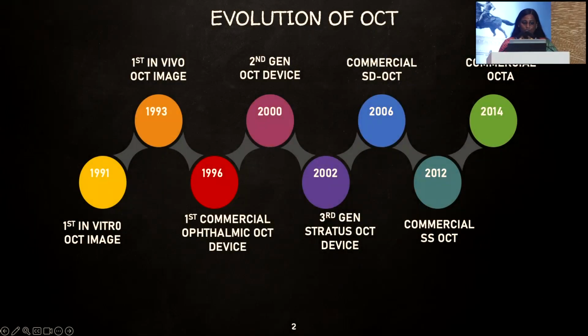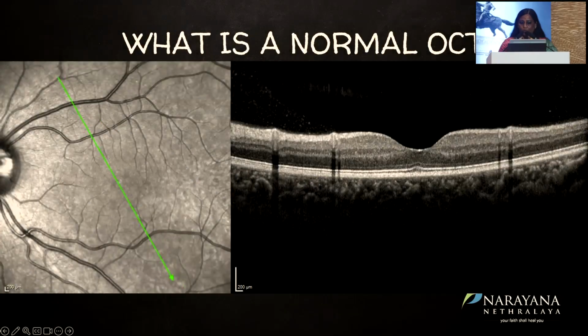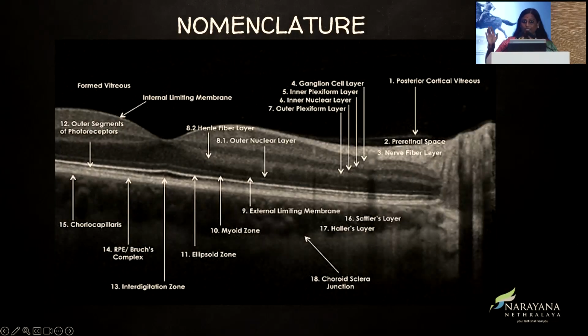So OCT was first done in 91, and over the years it has evolved, of course, to ST-OCT, SS-OCT, and now OCTA. So I'm skipping that part. To interpret an OCT, one must know what a normal OCT looks like, and it looks like this. And we have a nomenclature that gives us these 18 points of all the layers that are on the OCT. One must know this to be able to interpret at which layer what disease is existing. And it's always better to understand and read every OCT layer-wise so that one does not miss things.